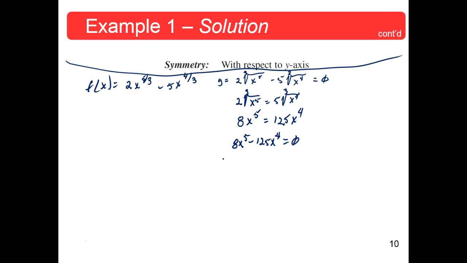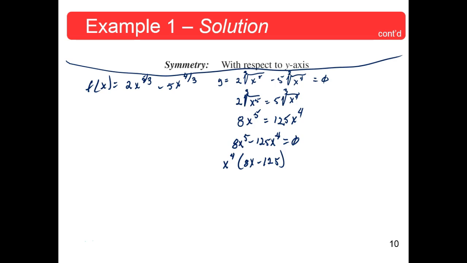Oh, come on. What's your greatest common factor? x to the fourth times 8x minus 125. Now, if you were looking to see if there are any common factors between 8 and 125, there are not.